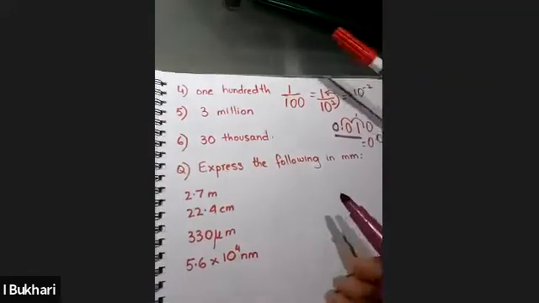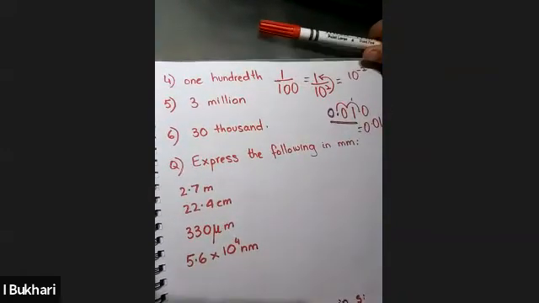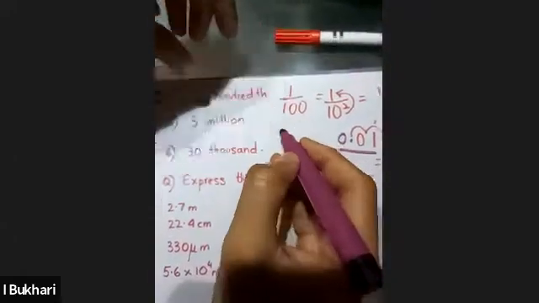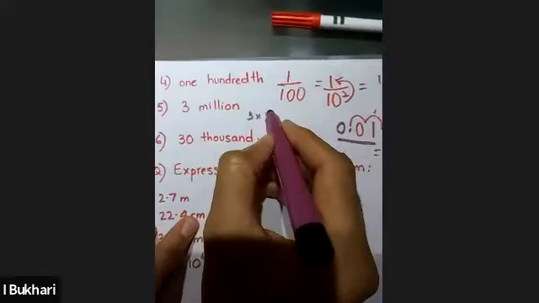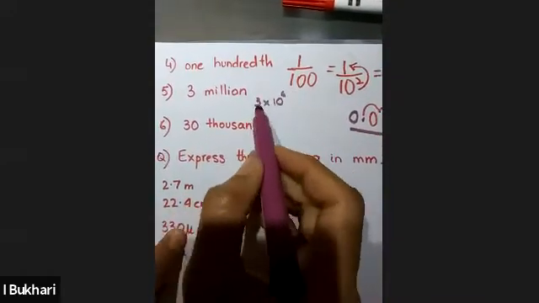Yes. Okay. Then 3 million. Who wants to do 3 million? Irfan? Yes, Irfan? I have unmuted you. 3 million. If you know the answer directly, you can give me directly. 3 into 10 to the power 6, because it's 3 million.